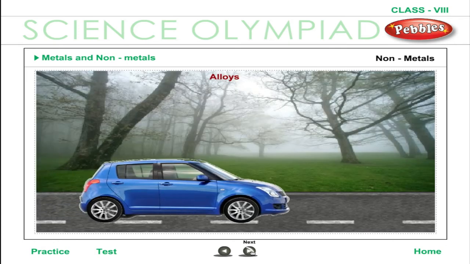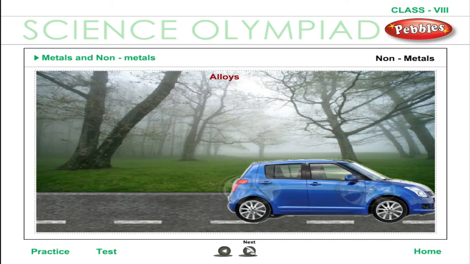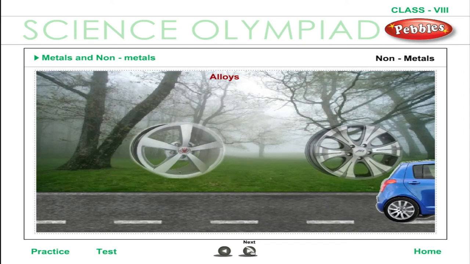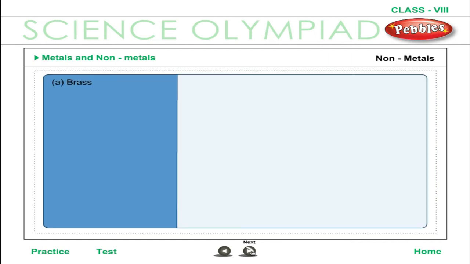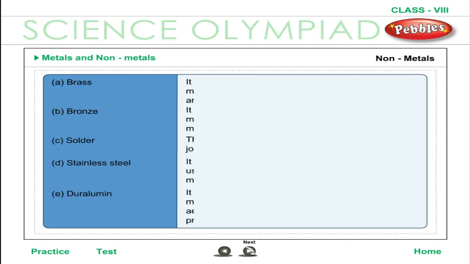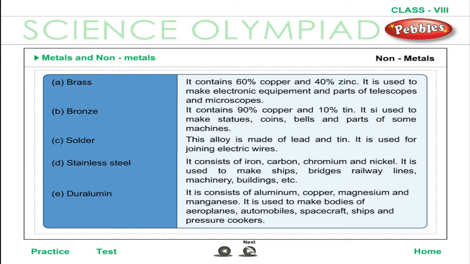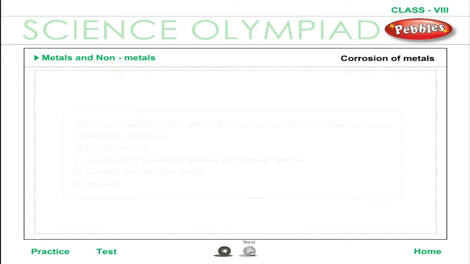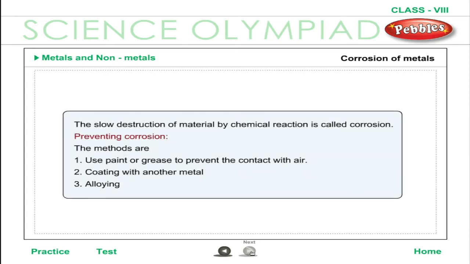Alloys are homogeneous mixtures of two or more metals. Some of them may contain traces of non-metals. Corrosion of metals. The slow destruction of material by chemical reaction is called corrosion. Preventing corrosion. The methods are: use paint or grease to prevent the contact with air, coating with another metal, alloying.